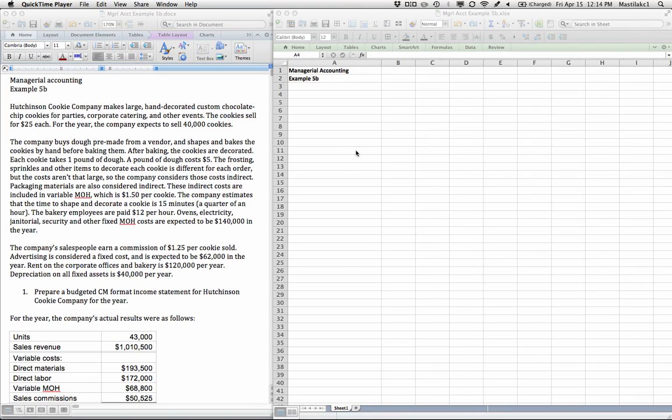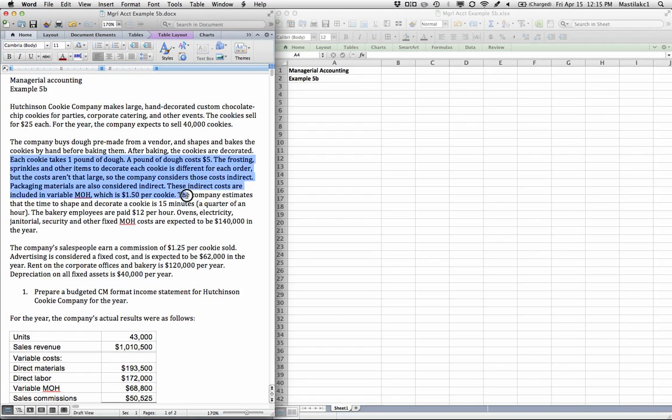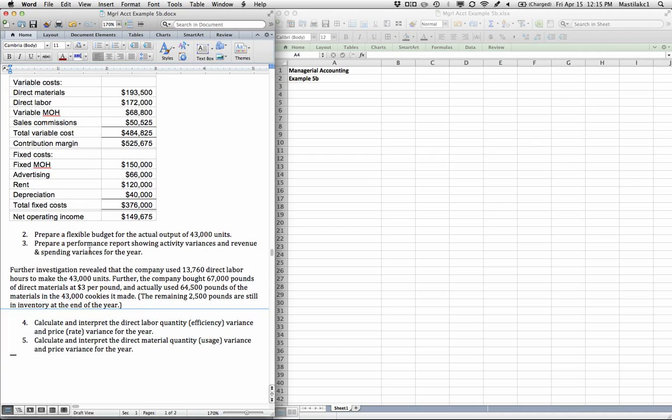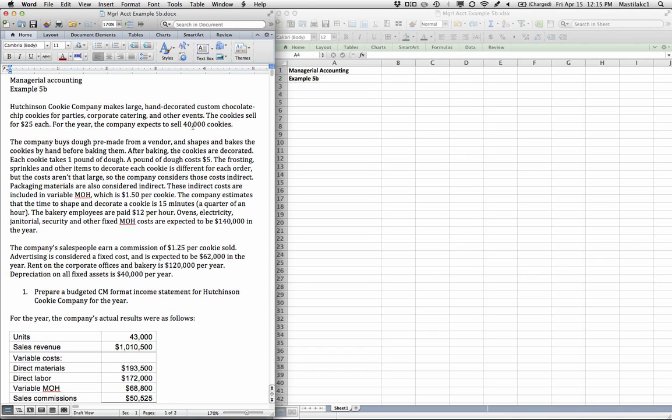Managerial Accounting Example 5B. Please read and be familiar with this example, and we'll go ahead and dig in. This is an example of a budgeted income statement, and here we're given production details about what it takes to make the units that we're going to make and sell, and we're going to turn that into the budgeted income statement. And then we're going to compare the budgeted income statement to actual results, which are given here. And then we are going to pull apart the differences between the budget and the actual and see why the company did better or worse than was expected.